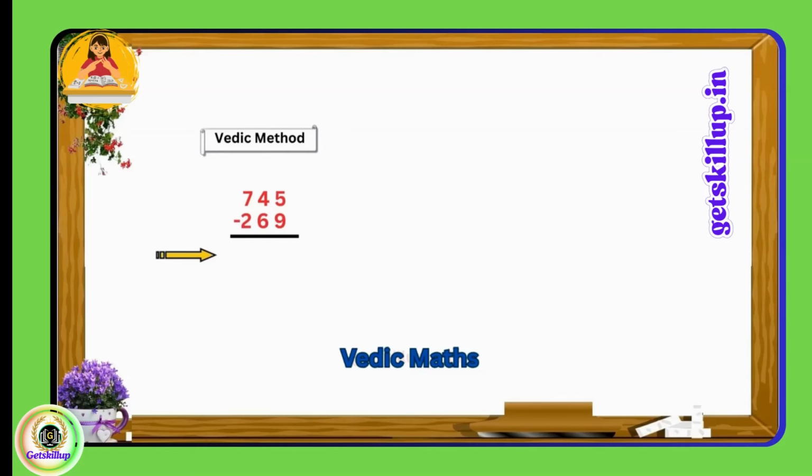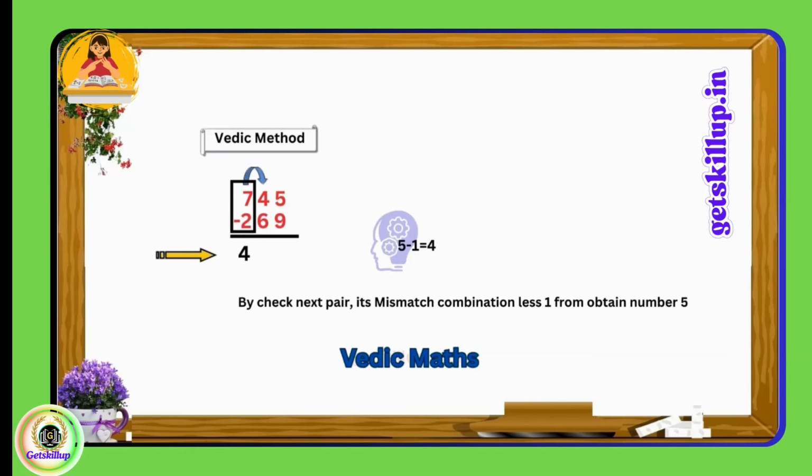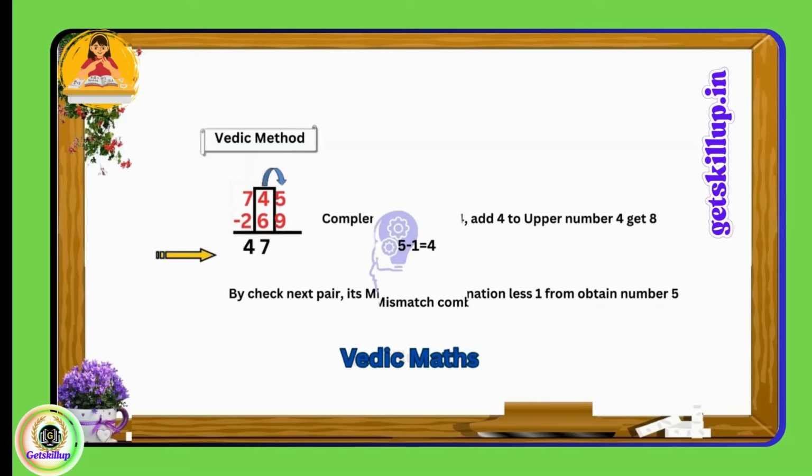When the upper number is greater than the lower number, it's a match combination. When the lower number is greater, it's a mismatch combination. Starting with the match combination, we subtract 2 from 7, giving us 5. Then, moving to the next pair, 4 minus 6 is a mismatch combination.